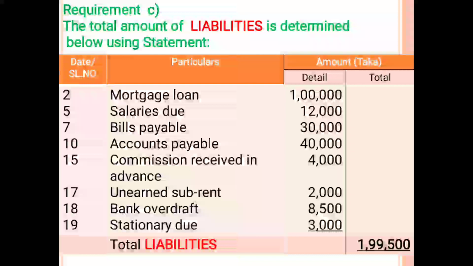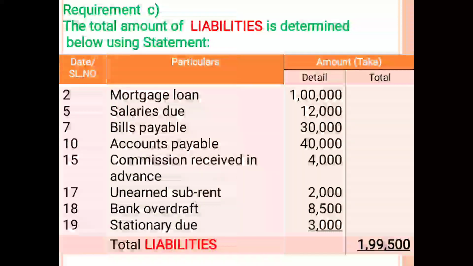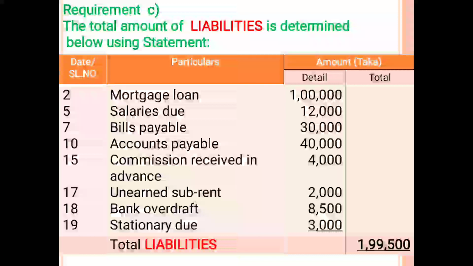Dear learners, in this math there are two types of liabilities available. The first one is mortgage loan. Mortgage loan is one kind of long-term liability, such as mortgage loan, bank loan, debenture, bond, all related to long-term liabilities. Salaries due: any kind of expenses due is all the time a short-term liability, that is a current liability. Bills payable, accounts payable or notes payable, any kind of payable is all the time a short-term liability or current liability.